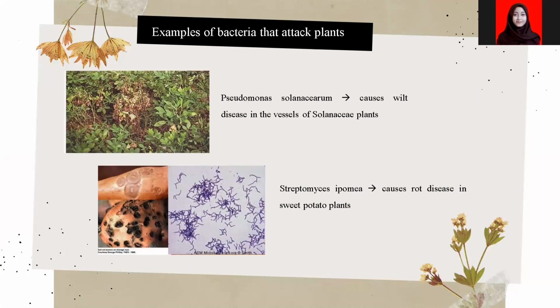Next, examples of bacteria that attack plants. This is Pseudomonas solanacearum, which causes wilt disease in plants of the Solanaceae family. And this is Streptomyces ipomoeae, which causes rot disease in sweet potato plants.